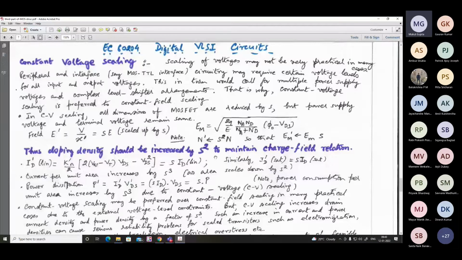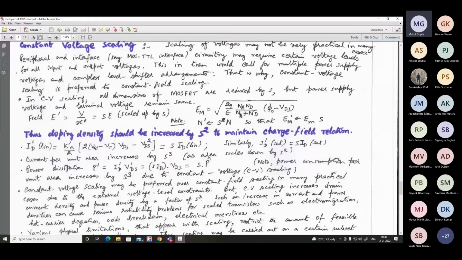That is important. Now what is its effect? You see in the linear region, the current factor K prime by 2 involves the dimensions, epsilon Ox by Tox into W by L. So obviously K prime n will become S times Kn. That means the overall current will now increase. So power dissipation will also increase, because the voltage remains the same but the current increases by a factor of S. So power consumption per unit area will increase by S to the power 3. That is the downside. Power itself increased by S.